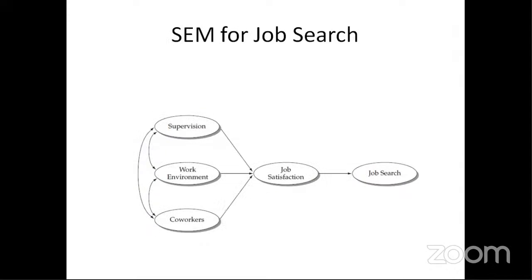Say for example, this is a model which has been given by someone, and we are trying to follow this model. So the supervision, the work environment, the co-workers, all this combines, and they are affecting the job satisfaction. If the job satisfaction is lower, the employee will start searching for a job. This is a model which we are having.